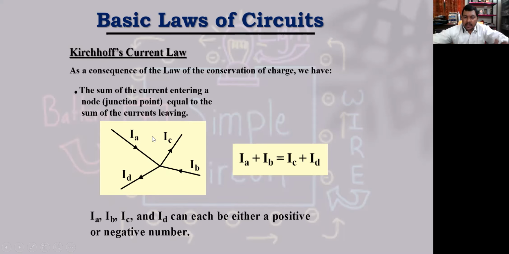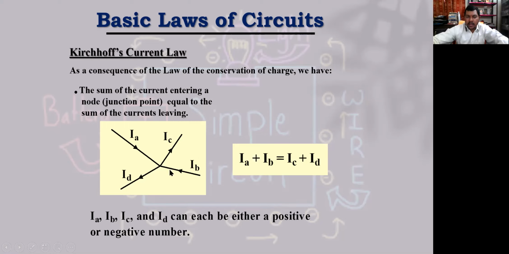So in this case, we can have an equation where we can say that IA plus IB, these are coming towards the node, so we are taking it positive. So IA plus IB must be equal to the current leaving the junction, that is IC plus ID. IC and ID are the currents which are leaving the junction, whereas IA and IB are the currents which are entering the junction. This is how Kirchhoff's current law is defined, that the current leaving the junction should be equal to the current entering the junction, right?